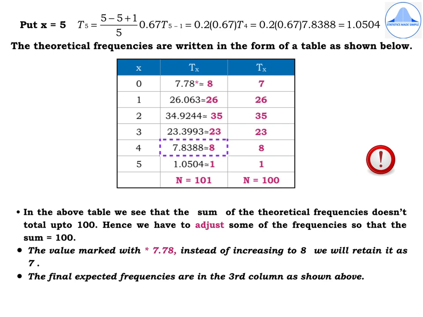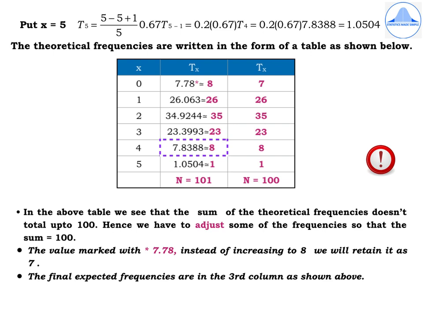Now that we have obtained all the theoretical frequencies, write them in the form of a table. So the first column has the x values as 0, 1, 2, 3, 4, 5, and in the next column write the Tx values 7.78, 26.063, 34.9244, 23.3993, 7.8388 and 1.0504.